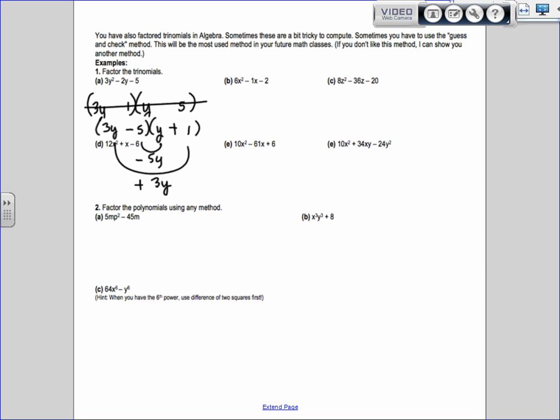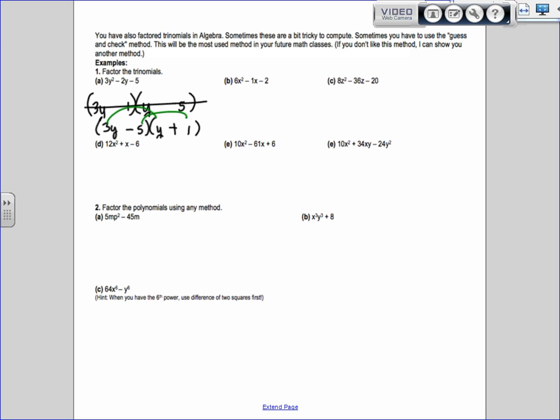Now it's factored. So see how the first spots, if I FOIL it out, first spots make 3y squared. Outer and inner make the negative 2y. Last makes the negative 5. So we're good. Okay. All right, moving on to the next one.